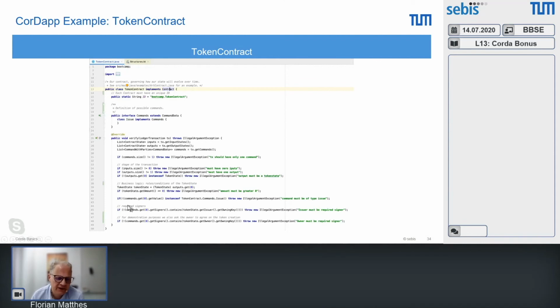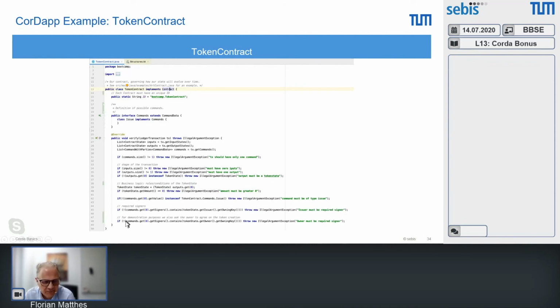Then we look at the required signers. And the idea is now that we get the signers, and then we look whether the signers contain the issuer object. So the token state has an issuer element, and from the issuer we get the owning key, which identifies the signature of this issuer. If this is not the case, we cannot find the signature of the issuer, then we say the issuer must be a required signer, so it's missing now. So the issuer didn't sign.